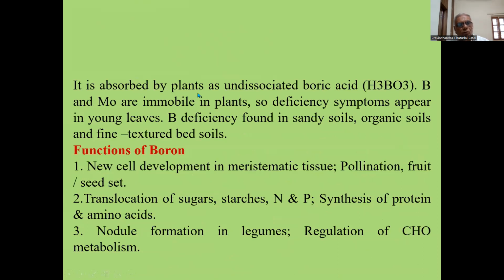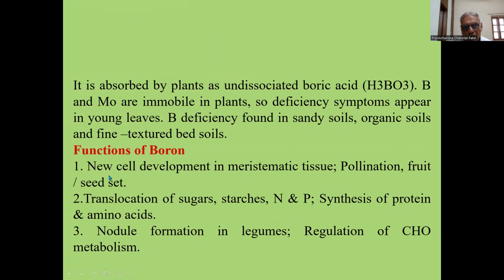It is absorbed by the plant as undissociated boric acid. So first we talk about boron. Boron and molybdenum are immobile in plants, so deficiency symptoms appear in young leaves because both are immobile in the plant. Boron deficiency is found in sandy soil, organic soil, and fine texture soil, because boron is leached down in sandy soil, as sandy soil is highly permeable.